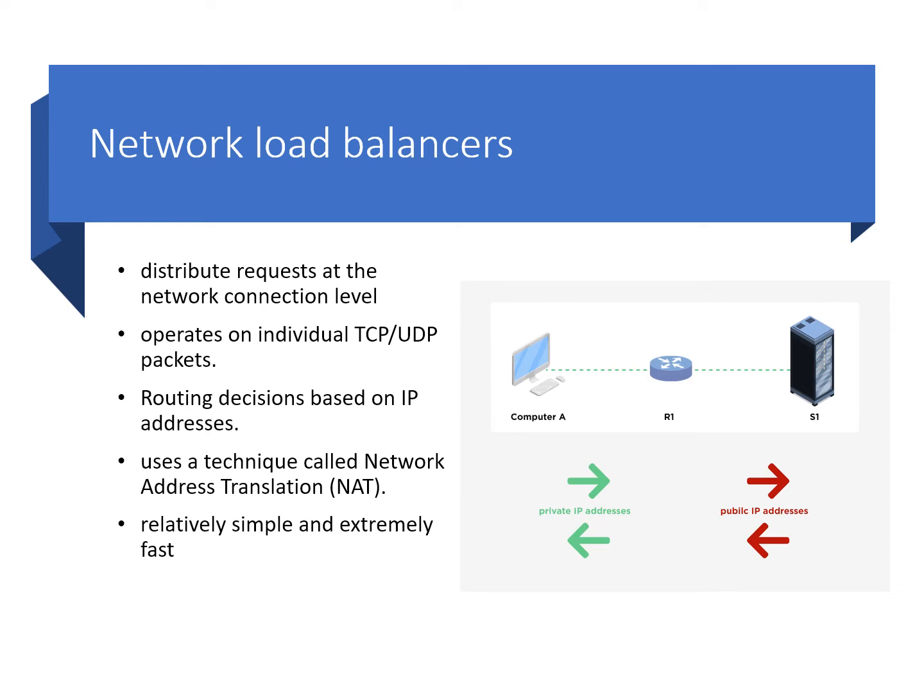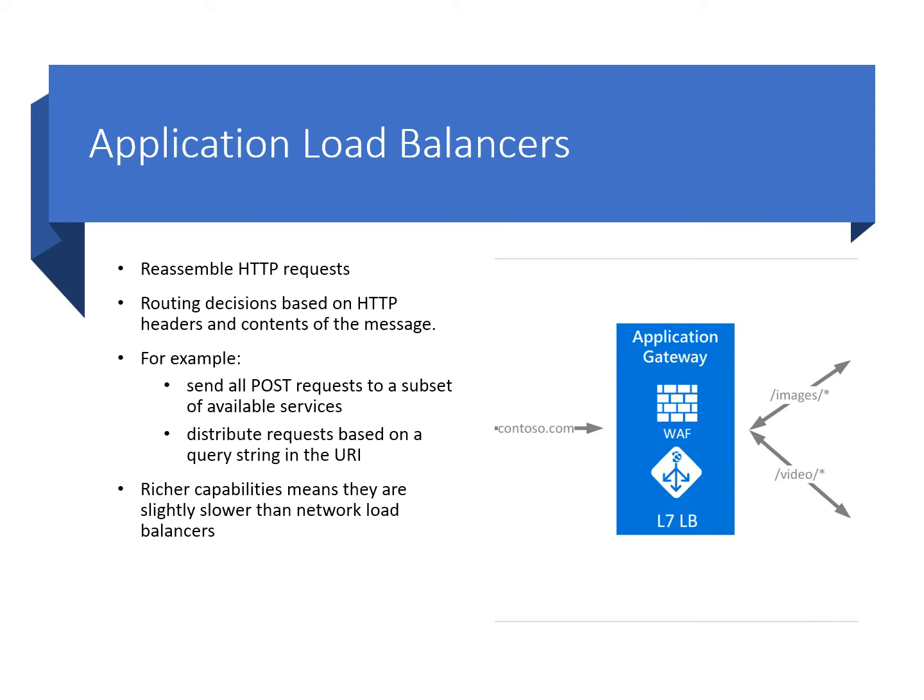Network load balancers are relatively simple as they operate on the individual packet layer. This means they are extremely fast as they provide few services beyond choosing a target service and performing network address translation. In contrast, application-level load balancers reassemble the complete HTTP request and base their routing decisions on the values of HTTP headers and the actual contents of the message.